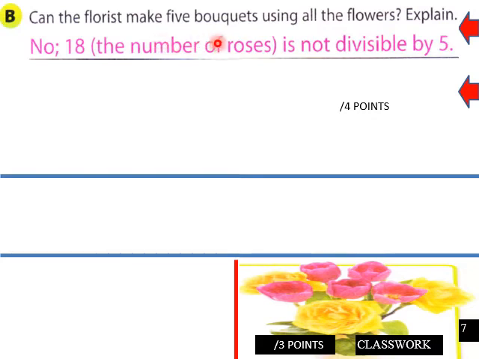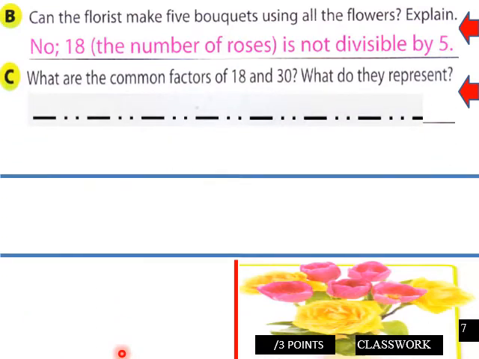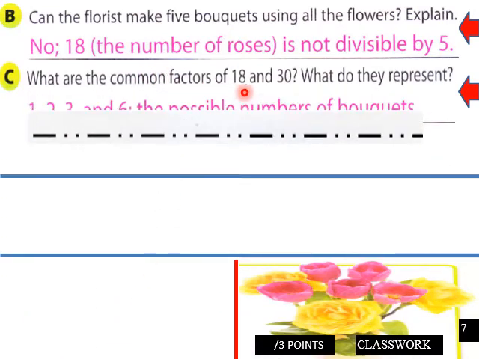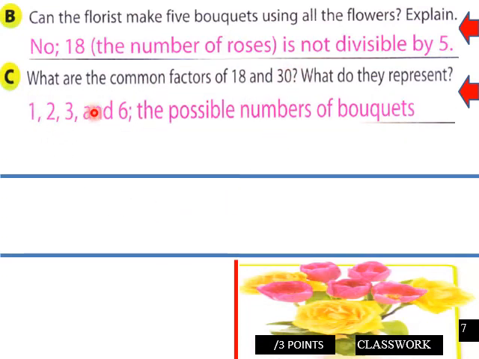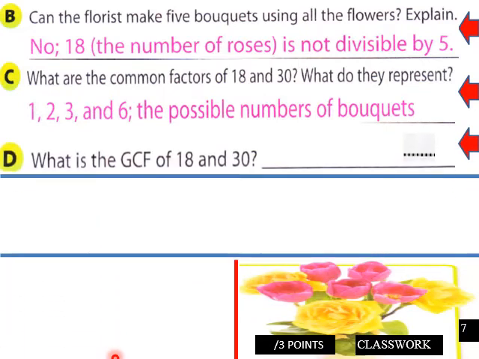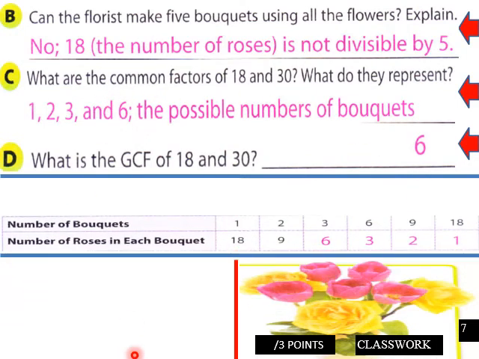So can a florist make 5 bouquets using all the flowers explained? No. 18 roses is not divisible by 5, so it couldn't make 5 bouquets. What are the common factors of 18 and 30? 1, 2, 3, and 6 are the possible numbers of bouquets because these are the common factors here. So what is the greatest common factor of 18 and 30? It would be 6. It would be this integer right here.